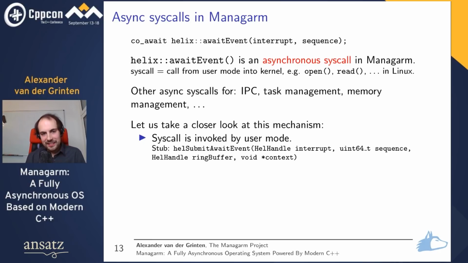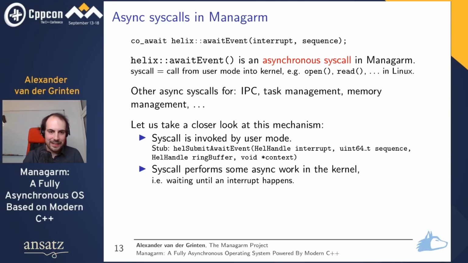So the syscall is invoked by user mode. Remember that all our drivers and so on run in user mode. And there is a stub function, which is now called here helSubmitAwaitEvent, which initiates the asynchronous operation. Remember that the asynchronous operation is initiated at some point and completes at a later point. Good. It takes a handle to the interrupt as input. It takes a sequence, that's just the sequence from the await event call. And it also takes a ring buffer. We'll get into that later, and a context pointer, which is just an opaque value for the kernel. The kernel doesn't look at this at all. It just passes it through the syscall mechanism, and we'll see how it's used later.